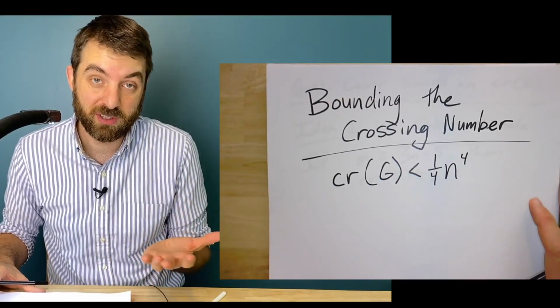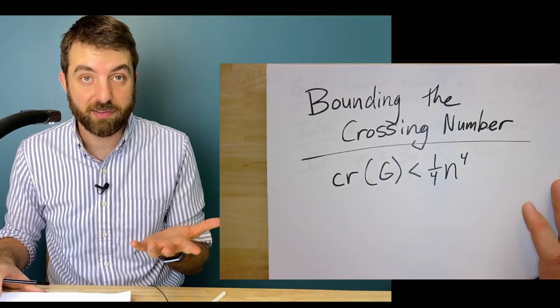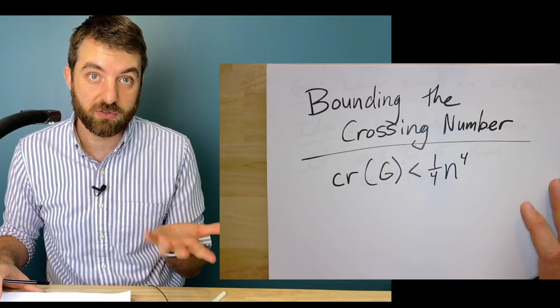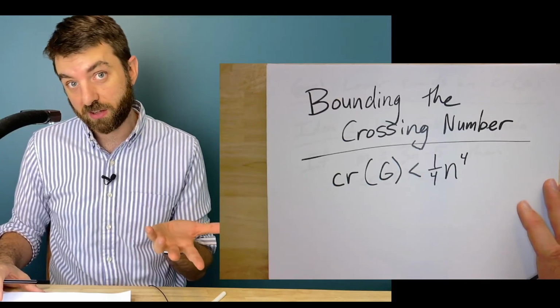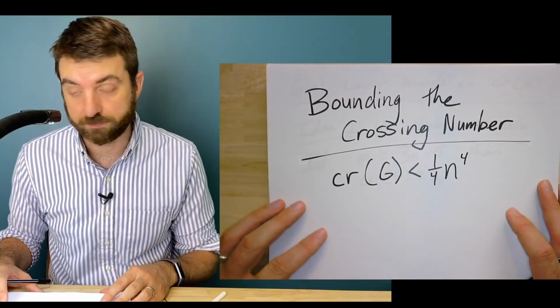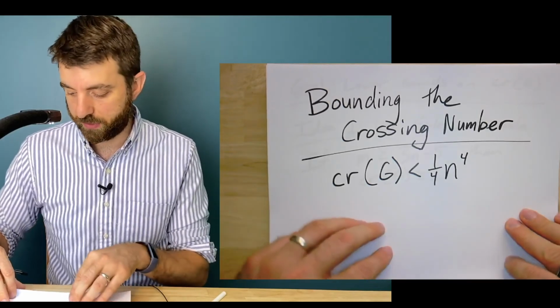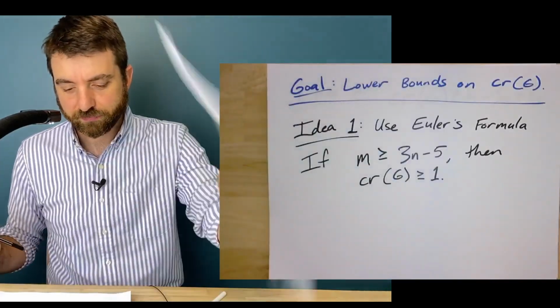For example, K5, a complete graph, at first we drew it with 5 crossings, but with a little cleverness we got it down to just 1 crossing. Let's see what we can do. Here's a first idea.